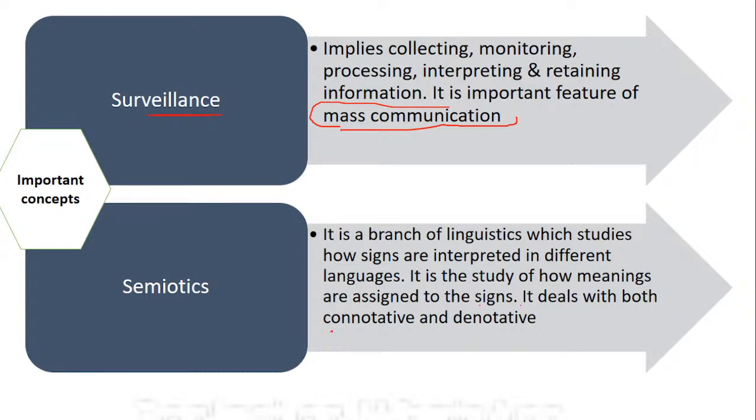It deals with both, that is connotative and denotative. Connotative means which has a personal and cultural meaning, and denotative is the appropriate meaning. For example, certain signs have an appropriate meaning, but perspective-wise the meaning can differ. So that is used over here. I hope it is very clear. You should be able to recall all these things.